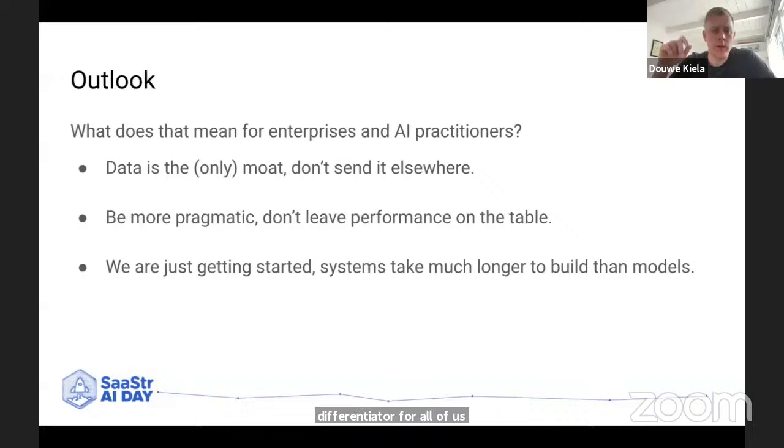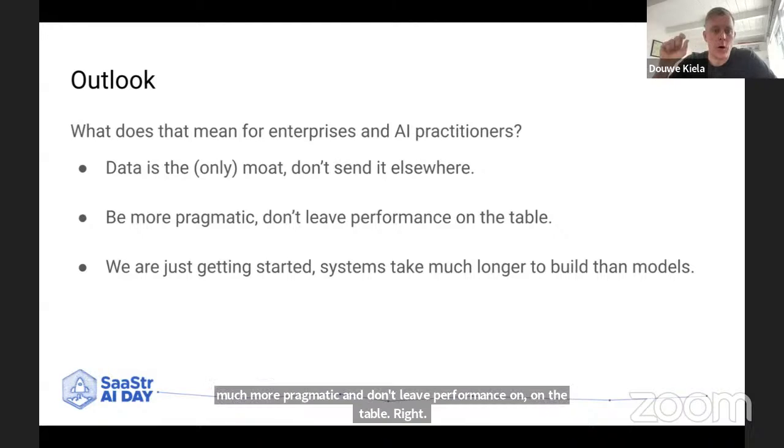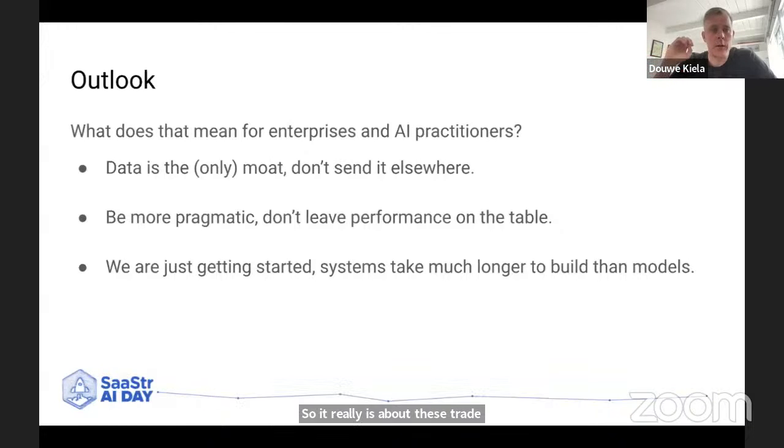The second point is to be much more pragmatic and don't leave performance on the table, right? So it really is about these trade-offs. If you are pragmatic in how you choose systems and don't just follow hype cycles or want to have the model with the maximum number of parameters because it sounds cool, if you actually think more carefully about it, then you can get a lot more performance at a much better trade-off point.